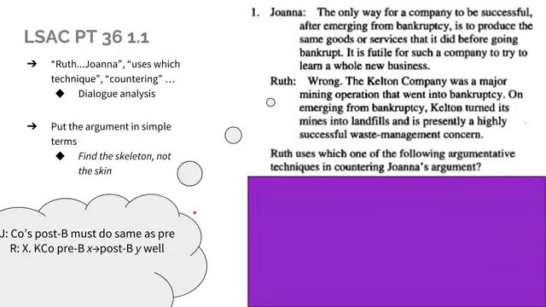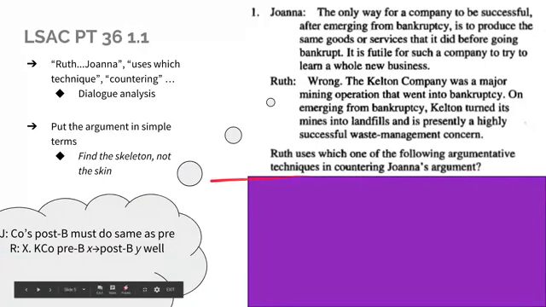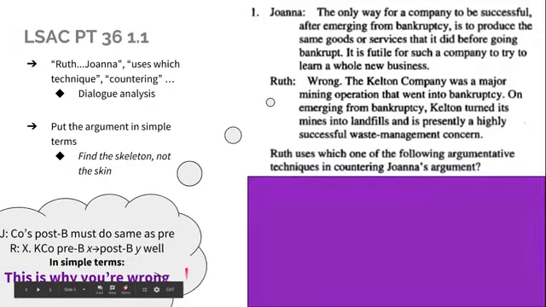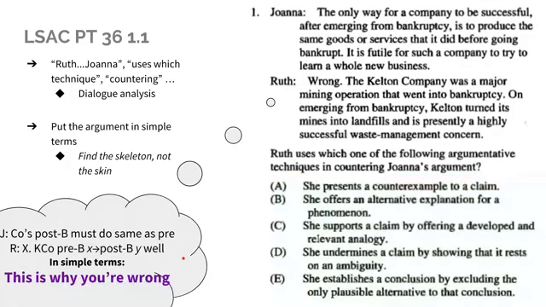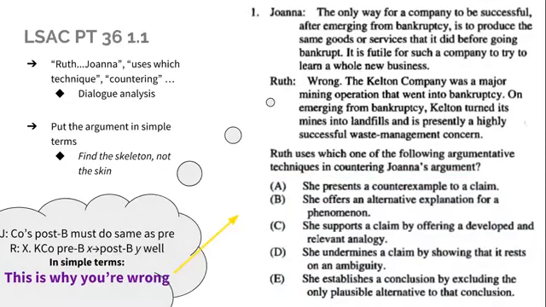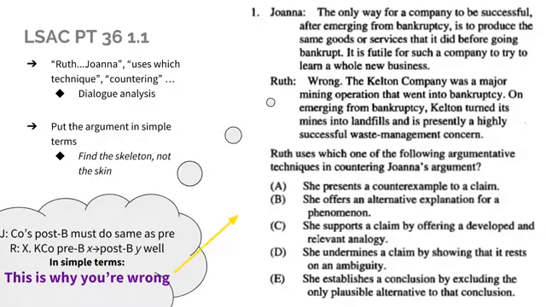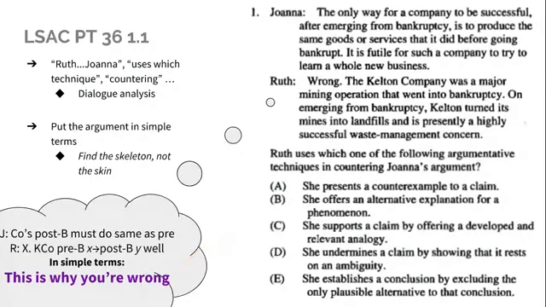So this is where roughly anticipating a solution comes in. We have what we're looking for, how she countered it. We have what they said. So how did she counter it? Well, in simple terms, Ruth said, this is why you're wrong. So now what answer here basically says, this is why you're wrong? I'll give you guys like 5 seconds to read through them, and then we'll talk through them together.